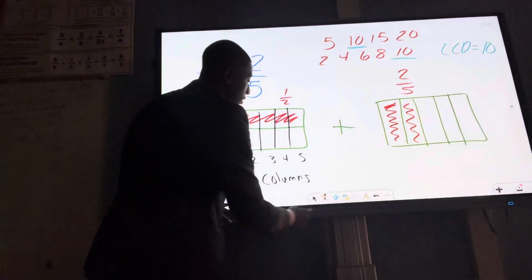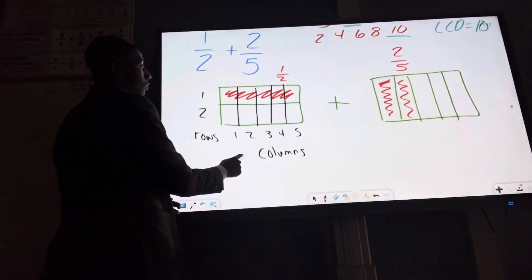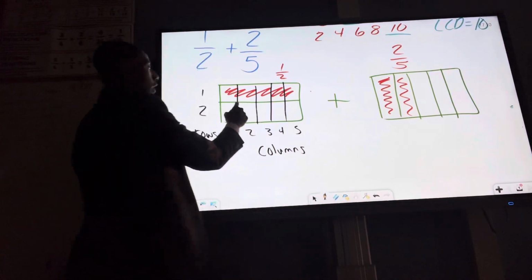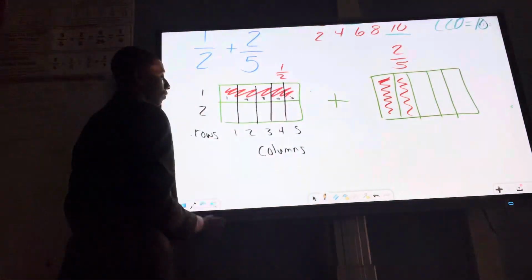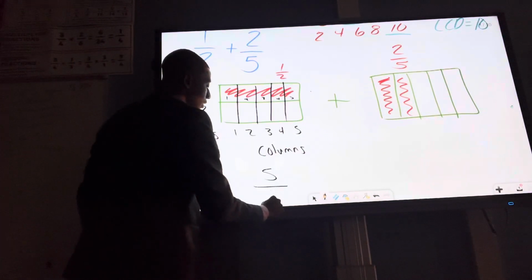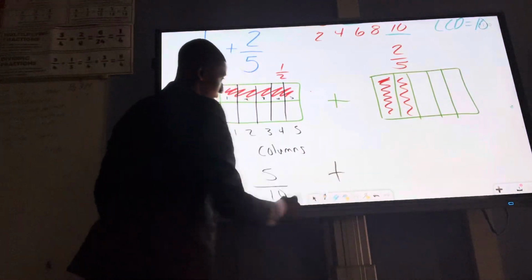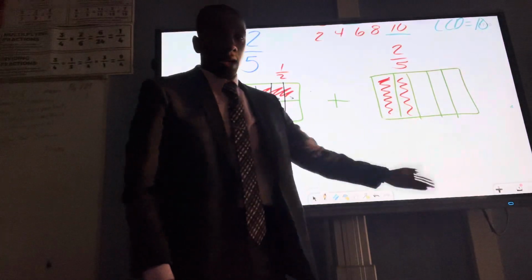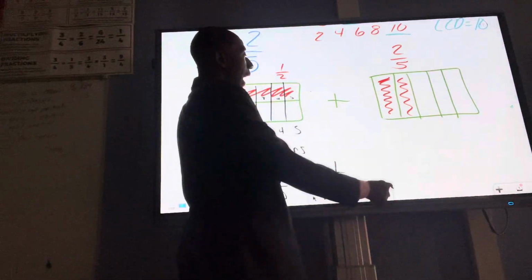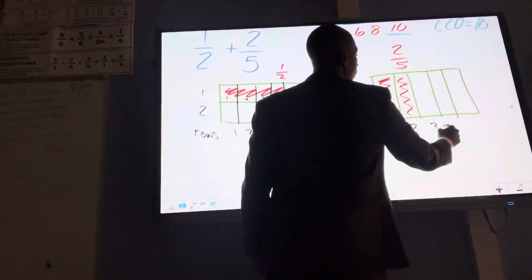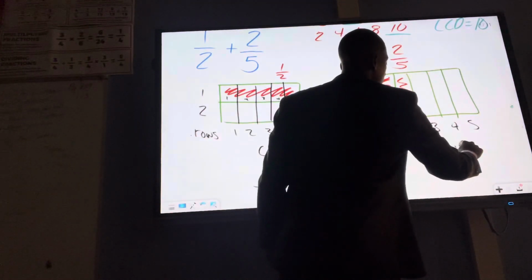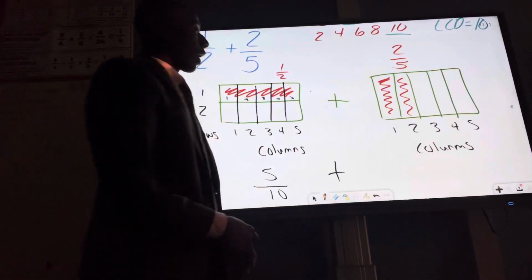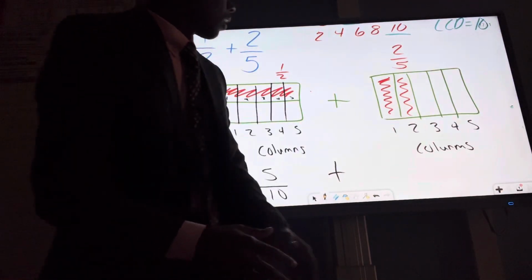Of those 10 pieces, there are now how many shaded in? 1, 2, 3, 4, 5. So 5 over 10. Still got a plus sign in the middle. I'll come back over here. So right now over here, I have 1, 2, 3, 4, 5 columns. So I got 5 columns over there.